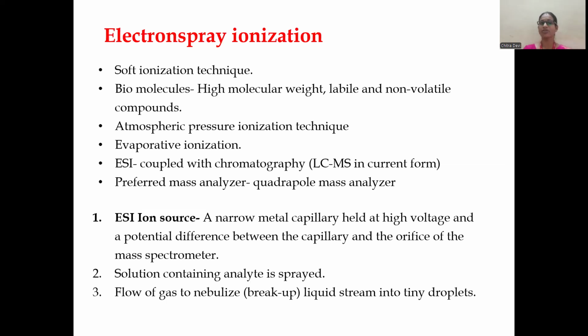This is also a soft ionization technique, and here you can use high molecular weight compounds. A narrow metal capillary held at high voltage is used, so because of this high voltage at the ESI source we can produce ions. The solution containing the analyte is first sprayed, and after spraying you get your sample in the form of aerosols. The liquid stream is converted into tiny droplets, and it will produce ions.